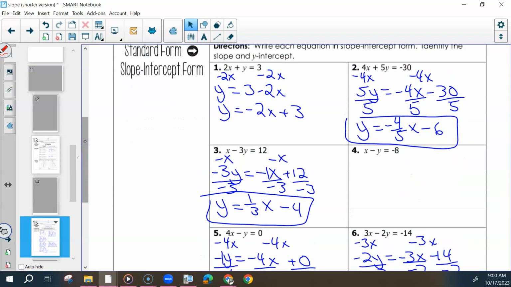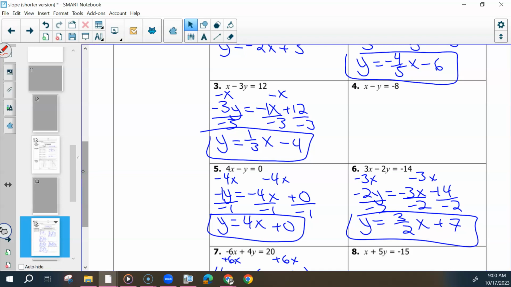Really quickly, just to refresh our memory. In number 2, what would our slope be? -4/5. Number 3, what's our y-intercept? -4. So keep that in mind that the number in front of x, not the x itself, is your slope. The number by itself without a variable is your y-intercept. Right, we are going to switch gears.